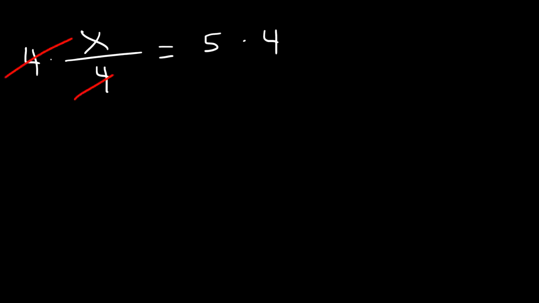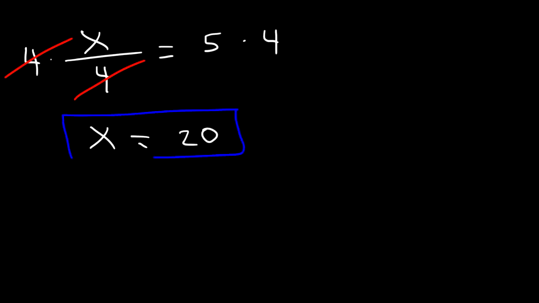4 divided by 4 is 1. So on the left, we're just going to get x. And on the right, we're going to have 5 times 4, which is 20. And so this is the answer. And to verify it, 20 divided by 4 is indeed equal to 5. So x is 20.